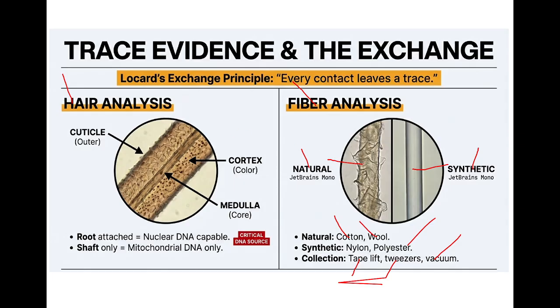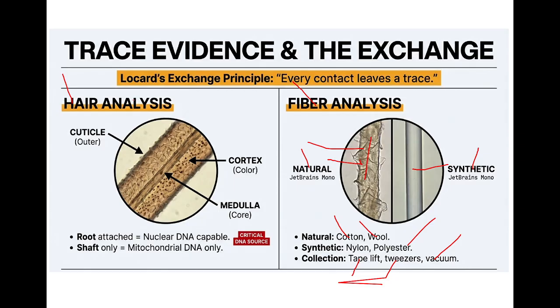What we're looking for is matching. So let's say you find a natural fiber on the victim's body that comes from a sweater or a wool jumper that a suspect is wearing. It's quite good evidence that this person has actually been near this victim somehow. That's why the fiber analysis match.